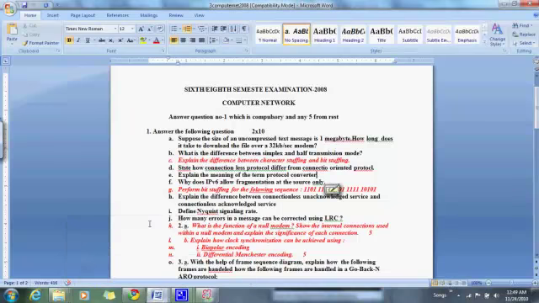Hello, and today we'll be looking at some computer networking questions. So let's take a look at the questions first. What is the difference between simplex and half transmission mode?